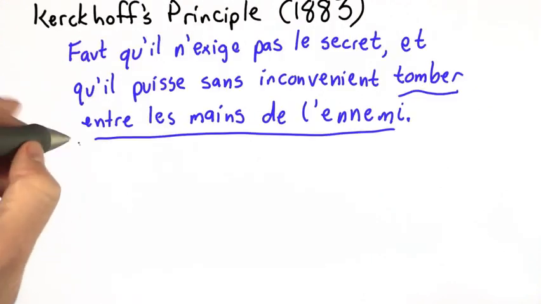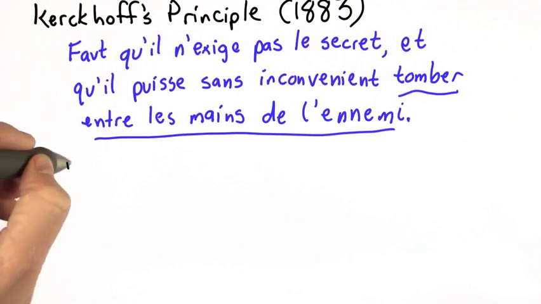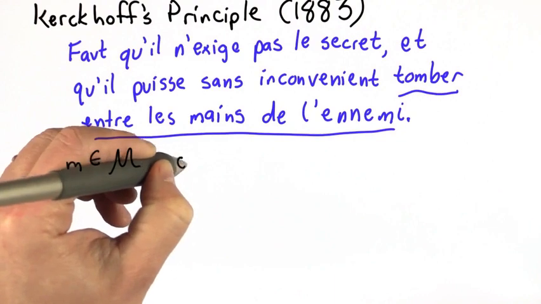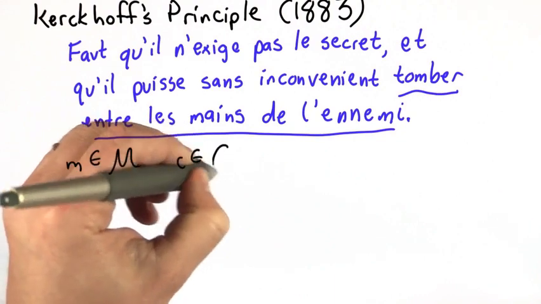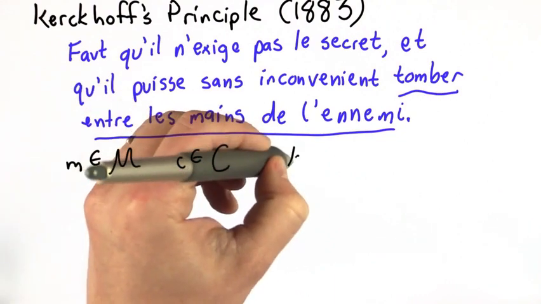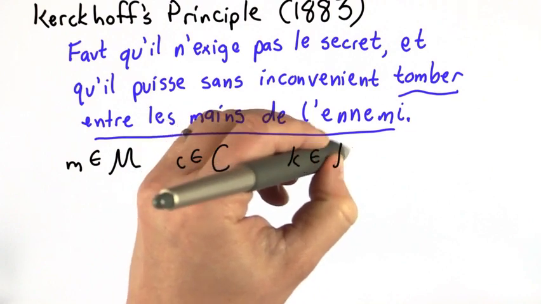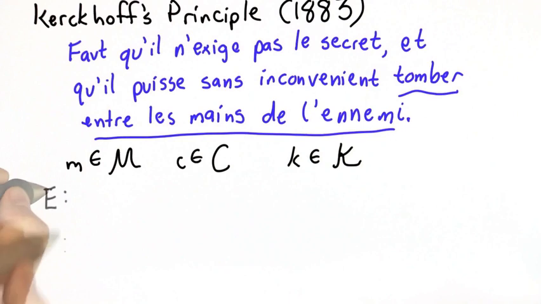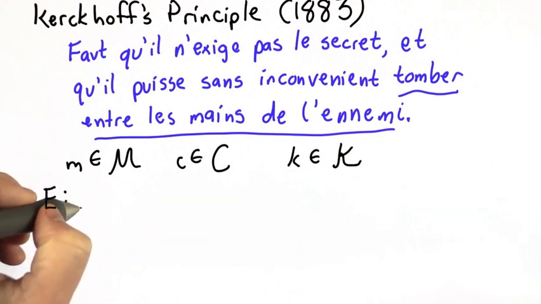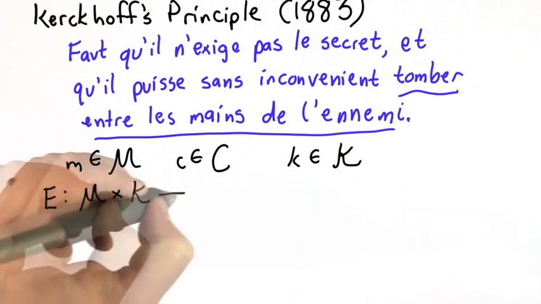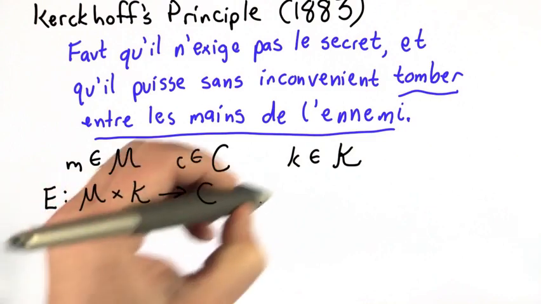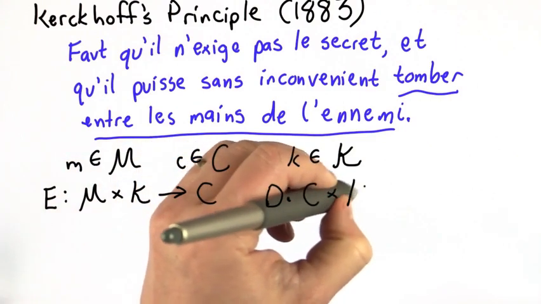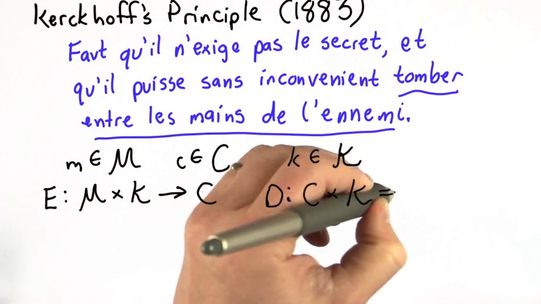So now that we have the key, we have three main things, right? We have a message in the space of all messages. We have a ciphertext in the space of all ciphertexts. And we have a key in the space of all possible keys. And we want our encryption function to take a message and a key and map that to a ciphertext. And our decryption function will take a ciphertext and a key and map that to a message.